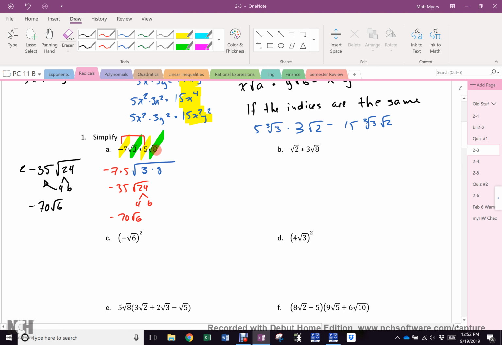Now, could I have simplified this root 8 now, before I do anything? Would that have been okay? Yes, but it adds a wrinkle. You got to remember that there's a 2 coming out there, and this is going to be 10, isn't it? Because I could have done this as such. Negative 7 root 3 times 10 root 2. Then negative 7 times 10 and root 3 times 2. Negative 70 root 6.